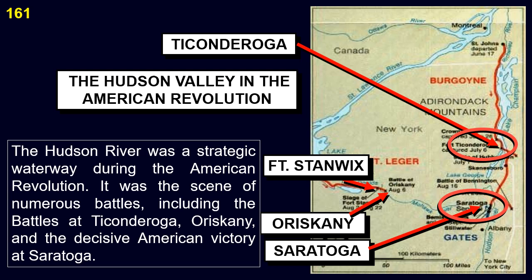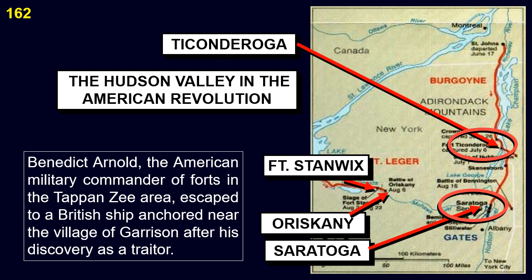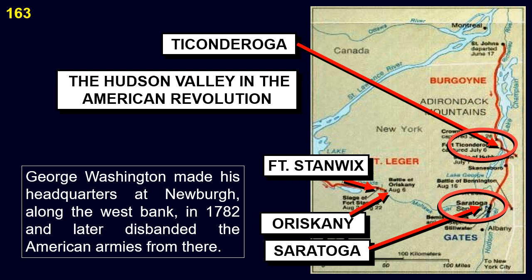It was the scene of numerous battles, including the battles at Ticonderoga, Oriskany, and the decisive American victory at Saratoga. Benedict Arnold, the American military commander of forts in the Tappan Zee area, escaped to a British ship anchored near the village of Garrison after his discovery as a traitor. George Washington made his headquarters at Newburgh, along the west bank, in 1782, and later disbanded the American armies.